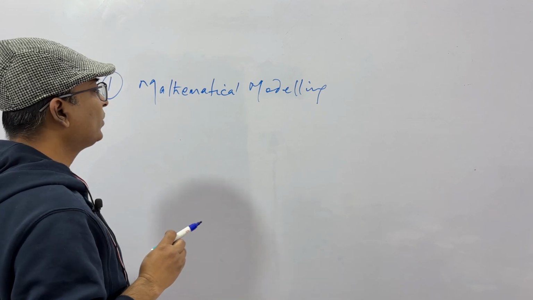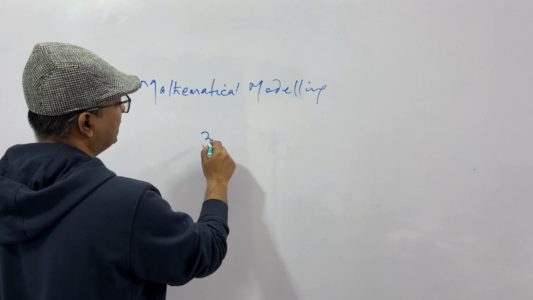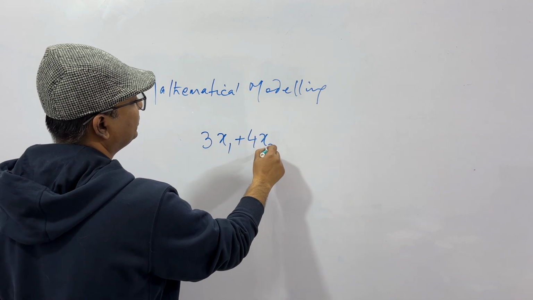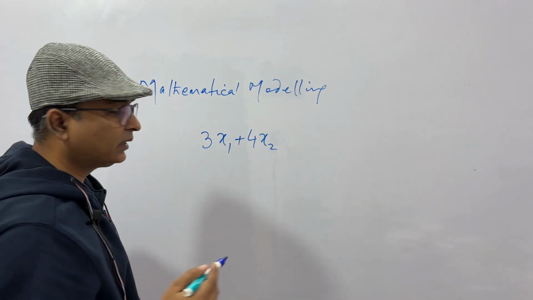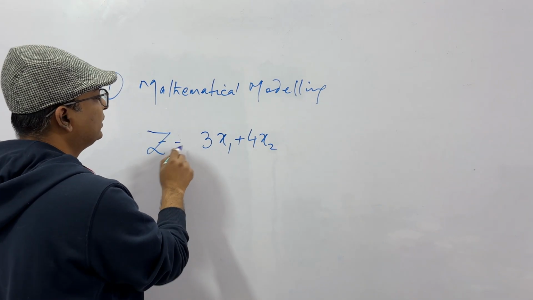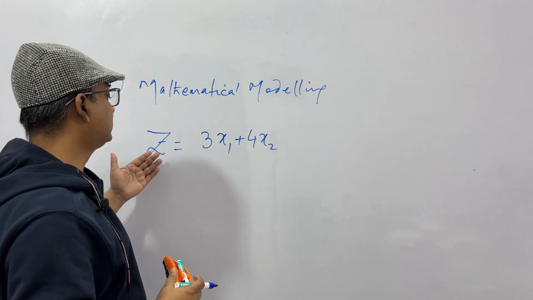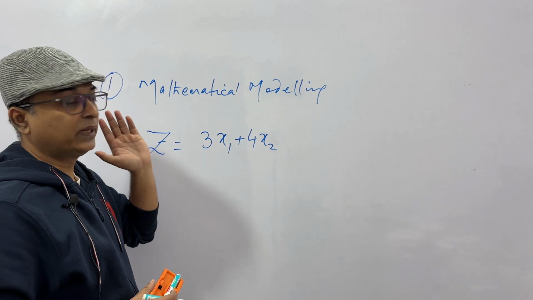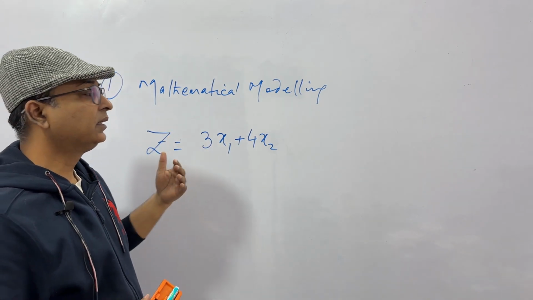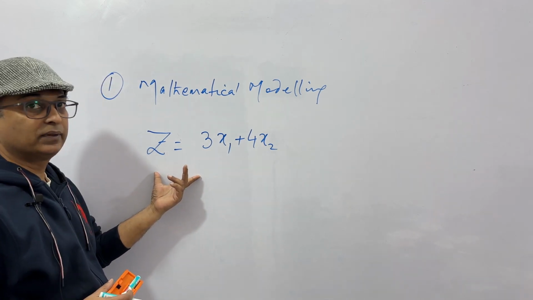For example, if I say that I have to sell 3 chairs and 4 tables, where x1 represents number of chairs and x2 represents number of tables. This is called our objective function, and what I want to achieve is I want to maximize my profit by selling these 2 items. This is what we speak in literally, that I want to sell 3 chairs and 4 tables. This is mathematical modeling of that.